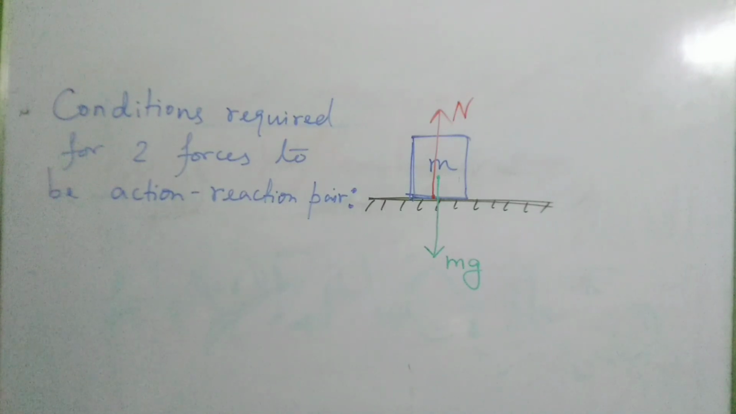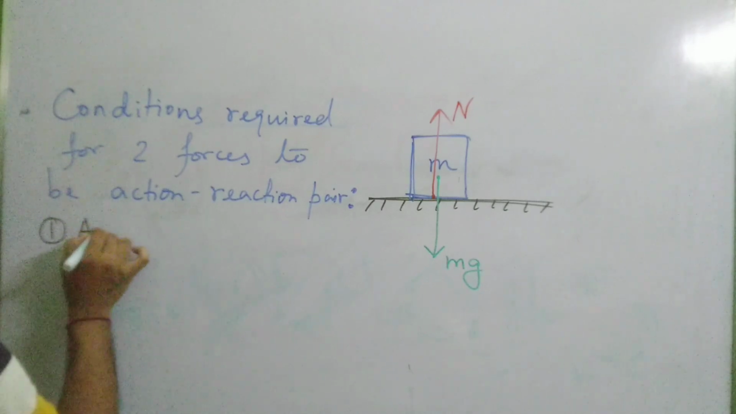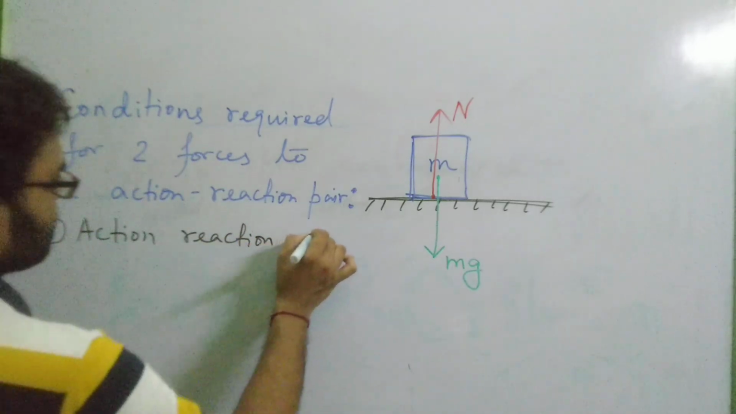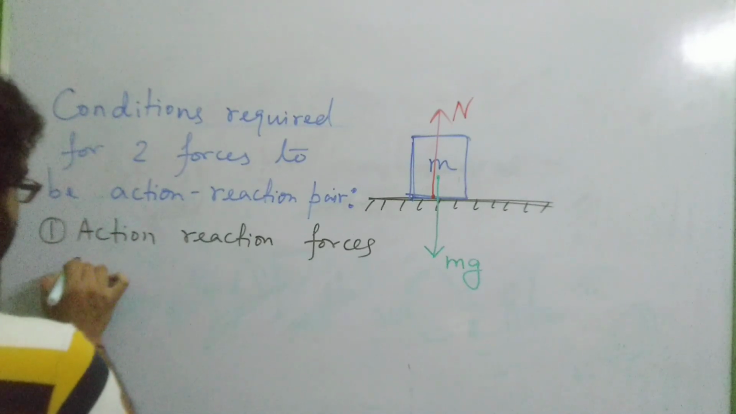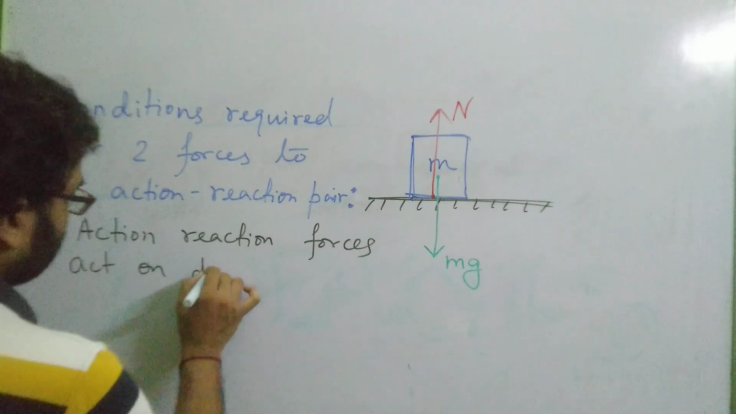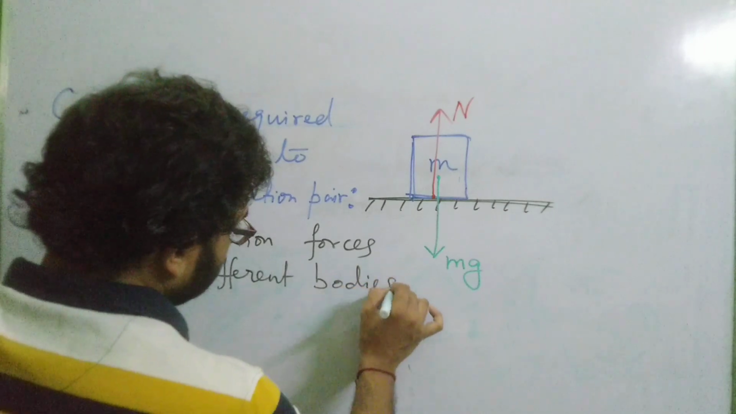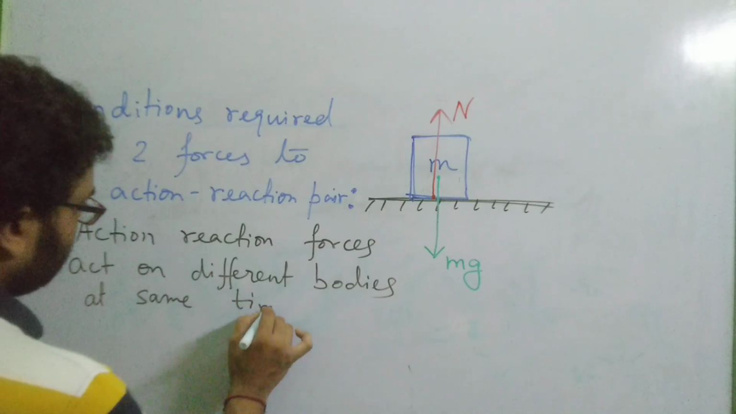First of all, the first condition is that action and reaction forces never act on the same body. Remember the fact that action and reaction forces never act on the same body; they act on different bodies simultaneously. So the first point is that action reaction forces never act on the same body, rather they act on different bodies at the same time. This is the first condition that you need to understand.